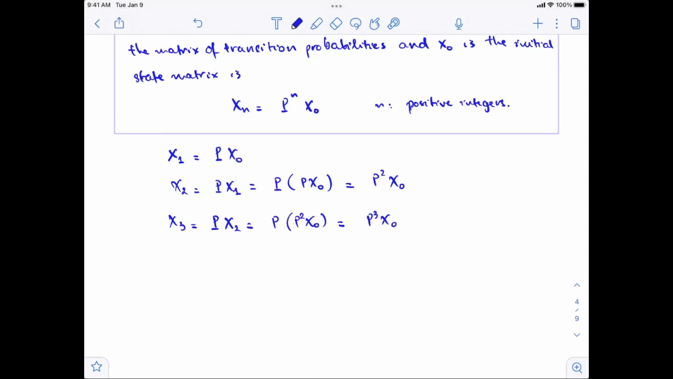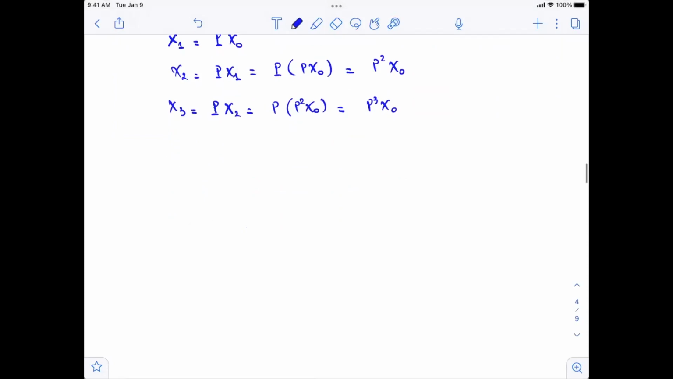Now, you can continue working out the details of x4, x5, x6, and so on and so forth. But at this point, hopefully you recognize the pattern that for x sub n, you get P to the power n times x sub 0. And that is the end state matrix of a Markov chain. Okay.